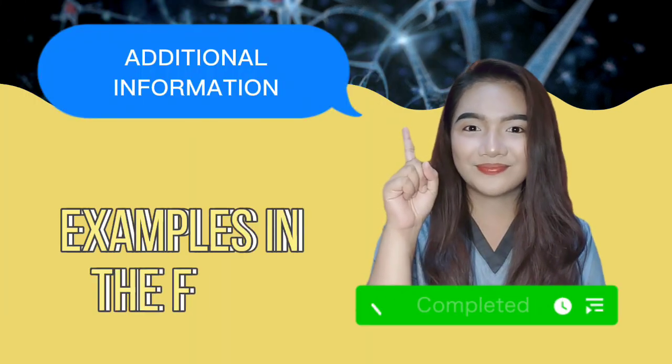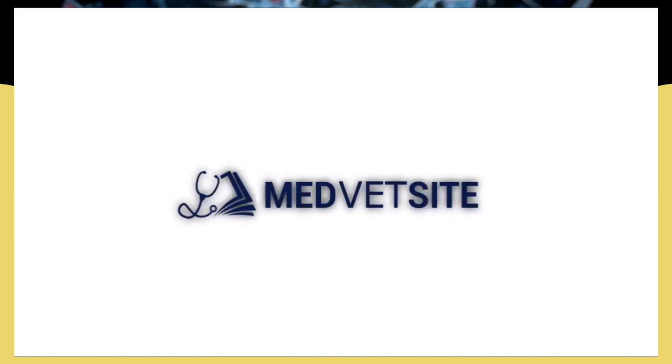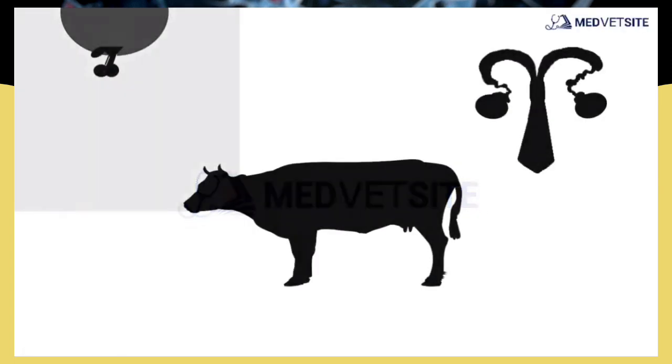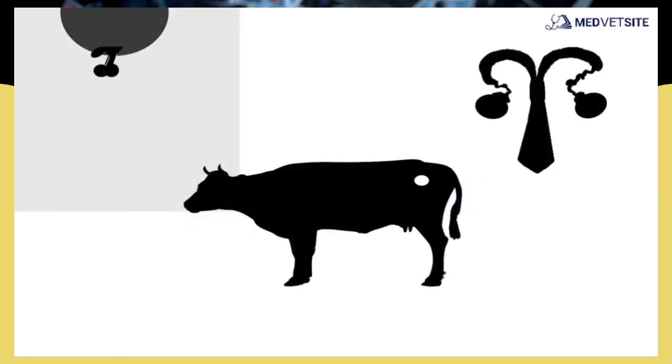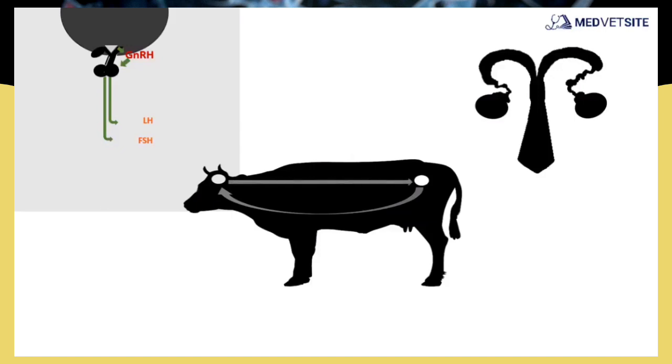And additional information will be given by our friends from MedVet site. Gonadal activity in the cow is controlled by the hypothalamus and the adenohypophysis. The hypothalamus, located at the base of the brain, secretes GnRH, or gonadotropin releasing hormone, which stimulates the production and release of FSH and LH by adenohypophysis. These hormones act on the ovary as follows.